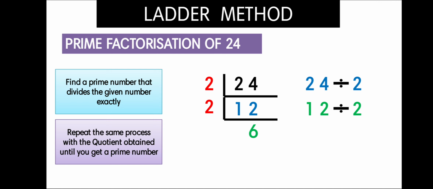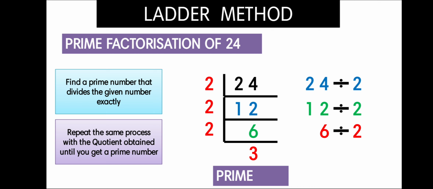We'll keep on continuing this. 6 is divisible by 2. So 6 divided by 2, we get 3. As we have seen, repeat the same process with the quotient obtained until you get a prime number. Now we have got 3. Now 3 is a prime number, so we'll stop here.